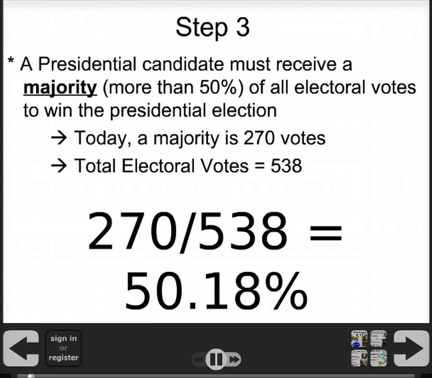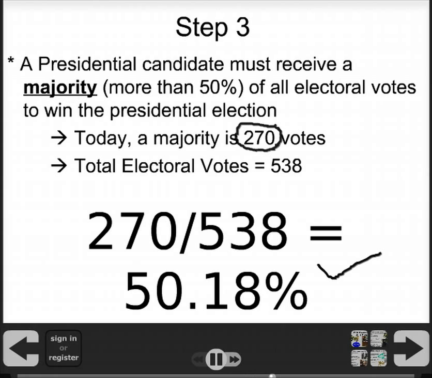So, after the states start reporting in who they are giving their electoral votes to based on the state's popular vote, a president is eagerly trying to get that magic number of 270 electoral votes. There are currently 538 total electoral votes, and according to the Constitution, you need to have a majority, which is very specific here, more than 50% of all electoral votes to become president. And so the first person, and well, the only person that gets to this magic 270 votes, they become president.